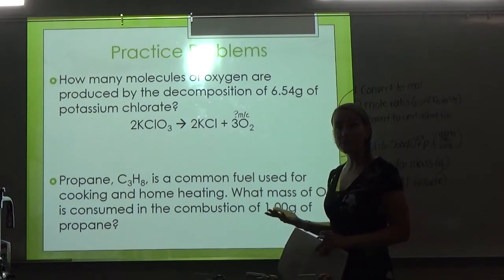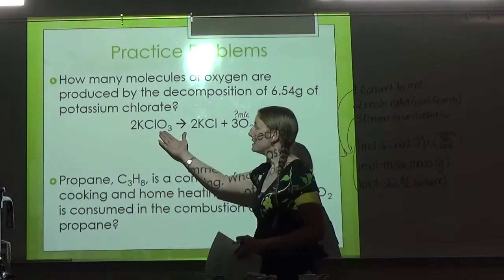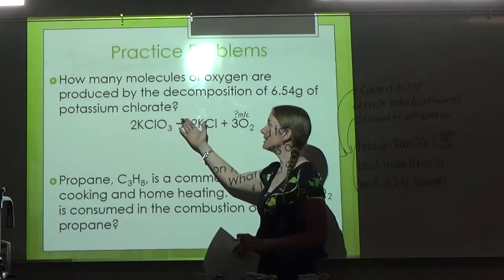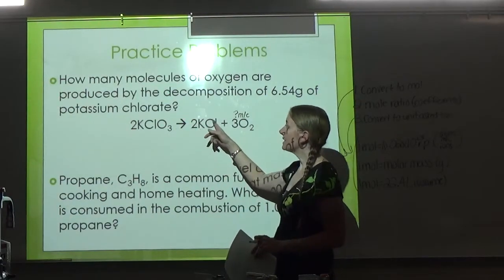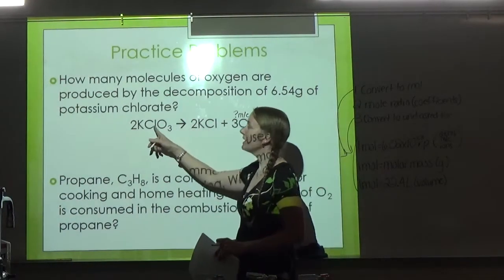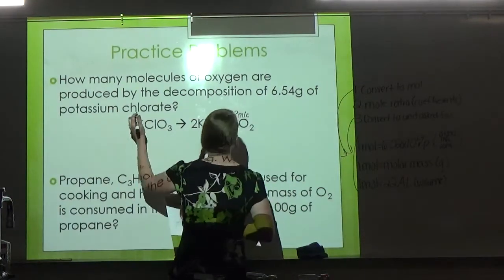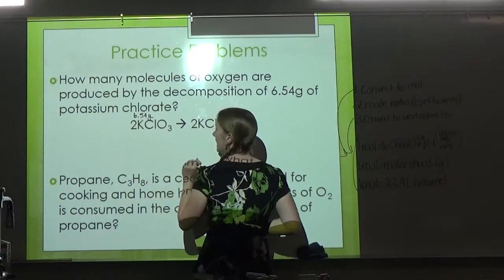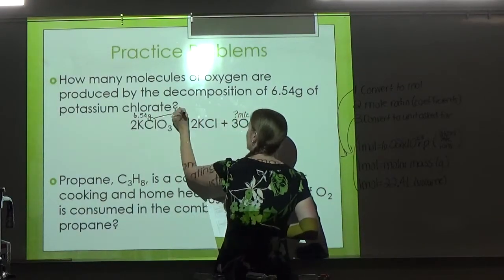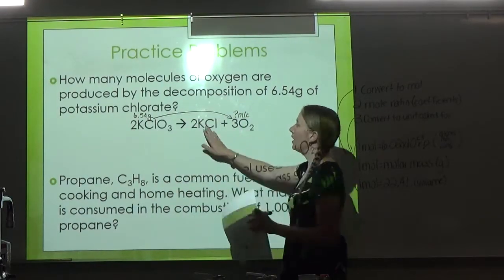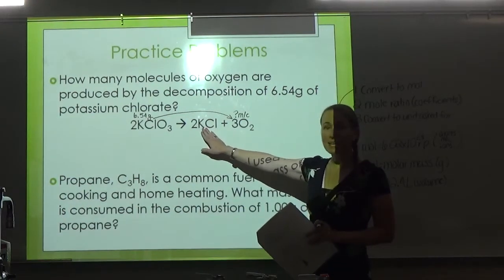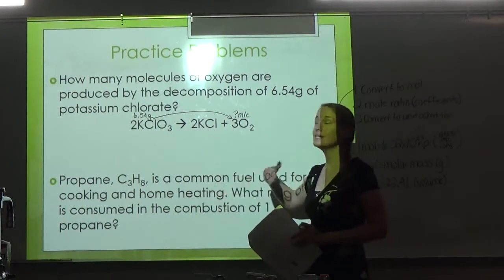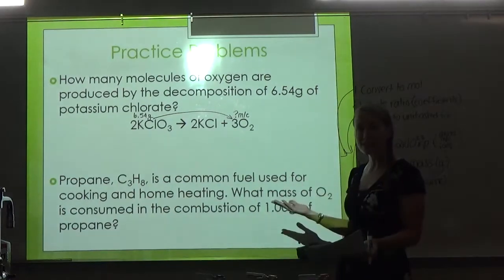So here you have to be careful. Which one is potassium chlorate? It makes a difference. Well, this is potassium chloride. Chlorate is ClO3. Okay, so we're going to start with 6.54 grams of potassium chlorate. So we're going to go from here to here. We're not worried about potassium chloride at all. It didn't give me a number. It didn't ask me about it. So we just pretend like it's not there.